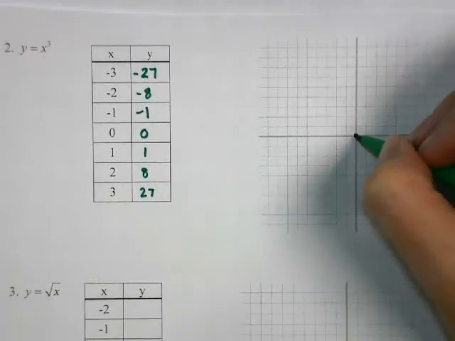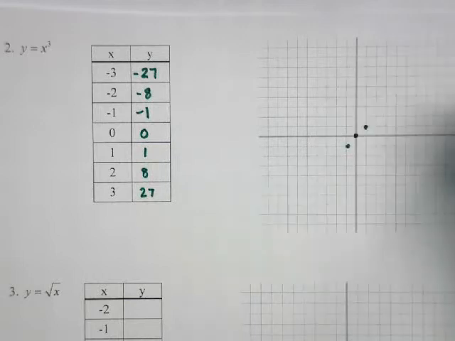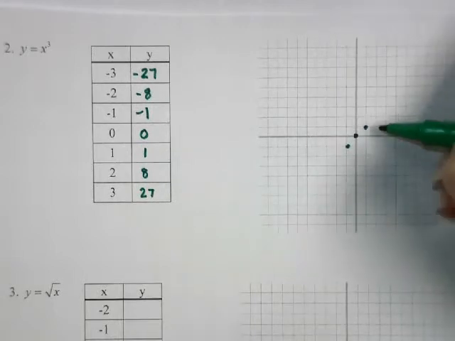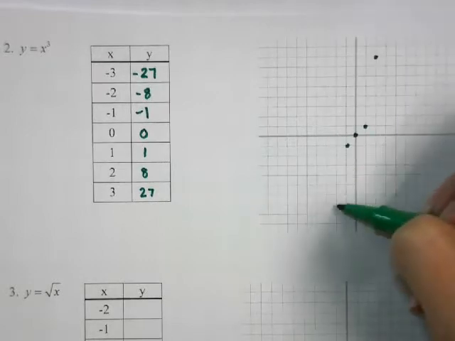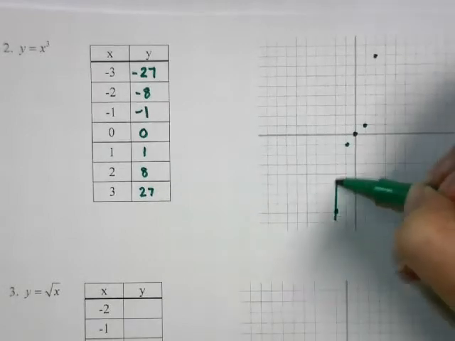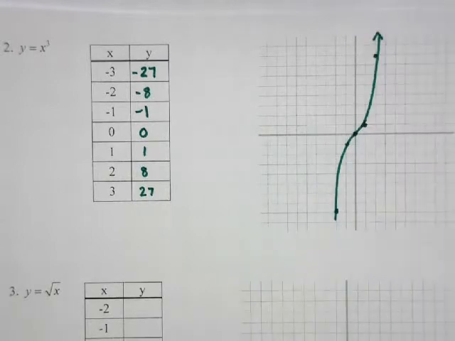So this one's going to start at 0, 0. It's 1, 1, and 1, negative 1. So you can see why we need more points. The next one's up at 2 and 8, and negative 2, negative 8. So that is what x cubed looks like.